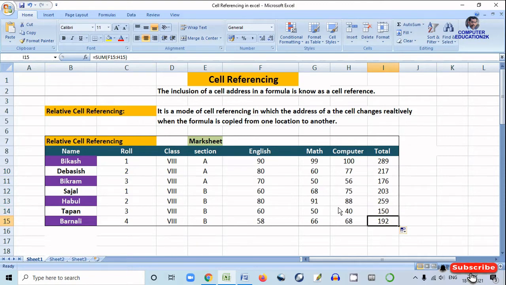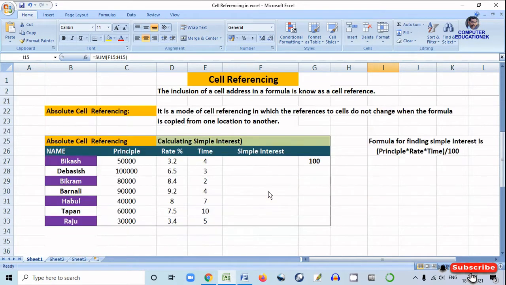Now let us learn absolute cell referencing. Let us understand the absolute cell referencing. It is a mode of cell referencing in which the references to cells do not change when the formula is copied from one location to another. Now, let us understand this concept with the following example.